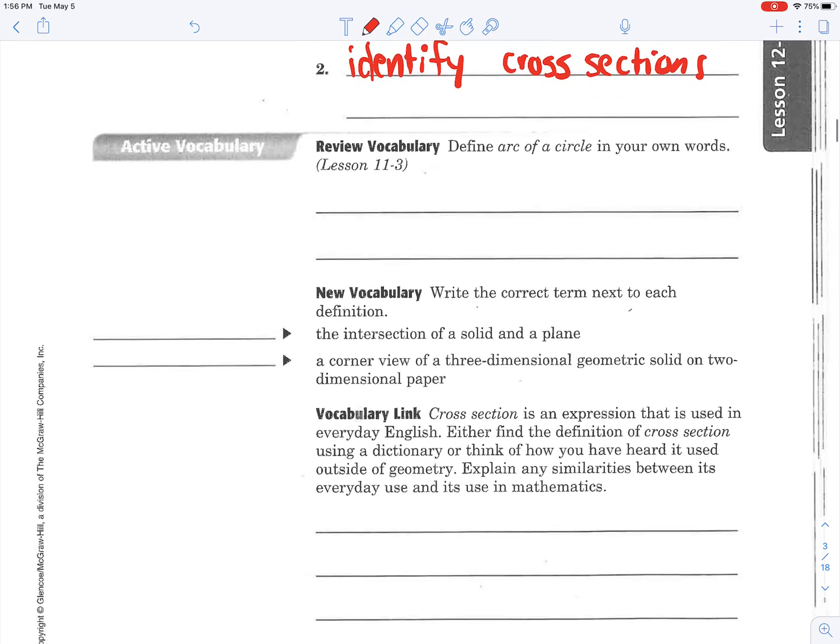Define arc of a circle in your own words. So we did that in lesson 3 of chapter 11. We also did that in chapter 10. But an arc of a circle would be the outer part or the portion of the circle defined by two endpoints. Again, it can be in your own words, so however you are going to remember it, you can write it down.